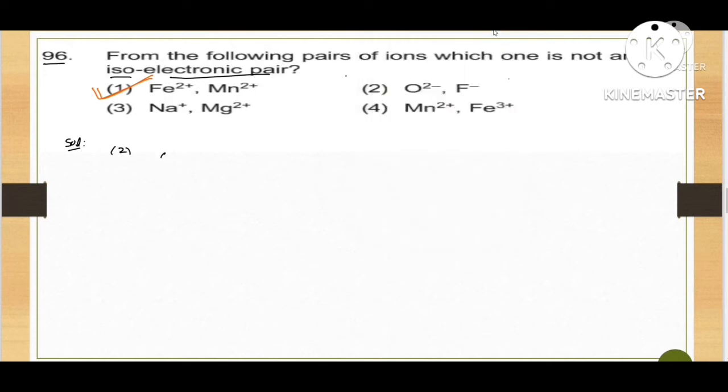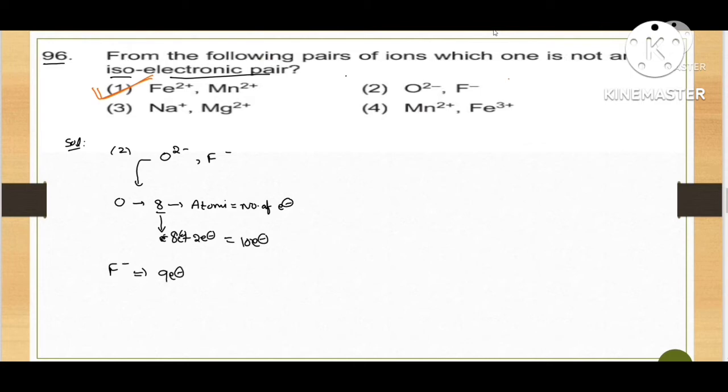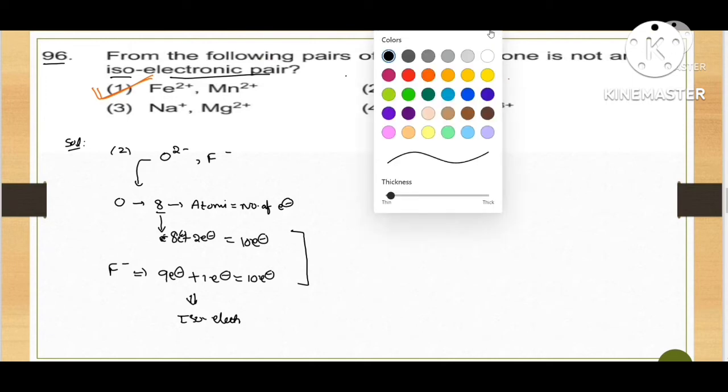Second option. Here O2- and F-. You know that the atomic number of oxygen is 8, and atomic number is equal to number of electrons, so it has 8 electrons. Negative charge 2- means addition of 2 electrons, so 8 plus 2 becomes 10 electrons. For F-, the atomic number of fluorine is 9, and a negative charge means addition of 1 electron, so it becomes 10 electrons. Here O2- and F- are an isoelectronic pair. Why? Because both have the same number of electrons.